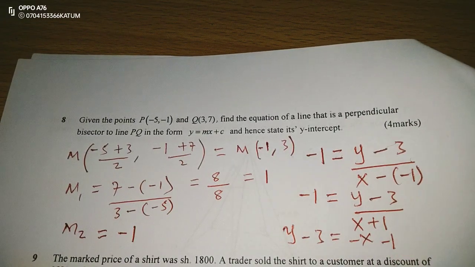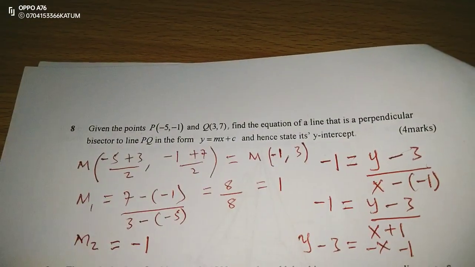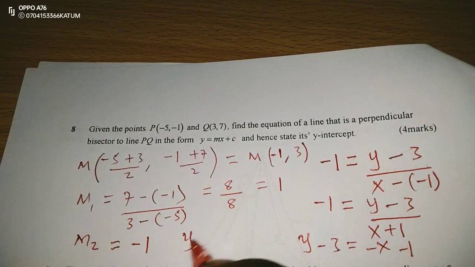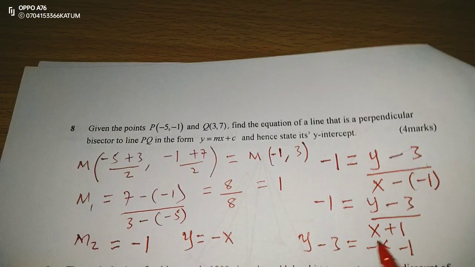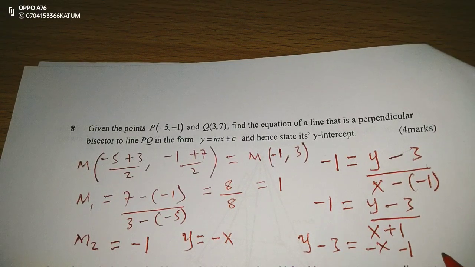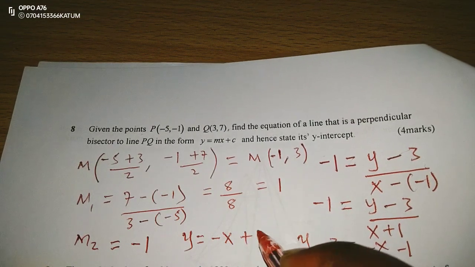This is going to be y minus 3 equals -x minus 1. And now when we rearrange this equation, we shall find ourselves having y equals -x. The -3 goes to this side and finds -1. This one becomes positive. So 3 minus 1, it becomes 2.